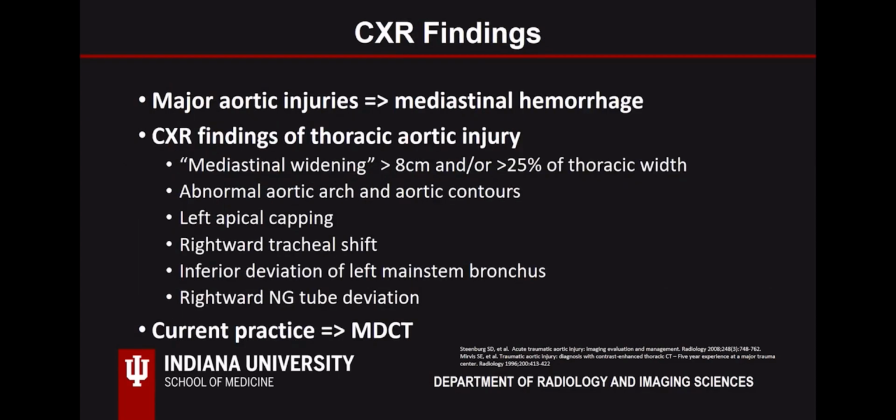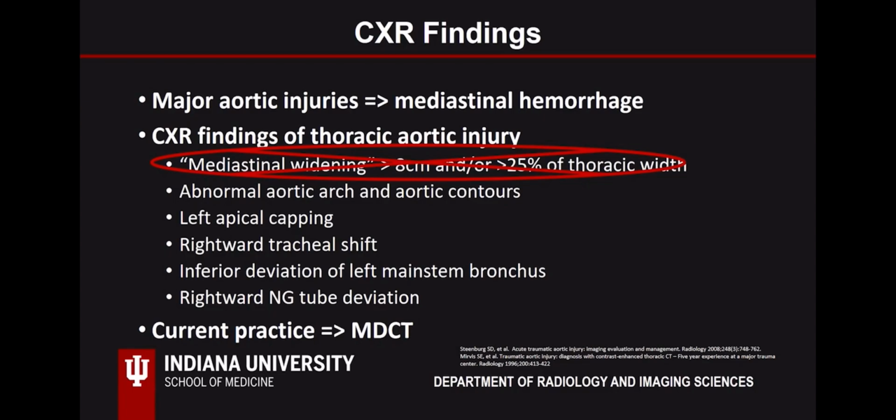Understandably, patients with major aortic injuries can have substantial mediastinal hemorrhage, which is what distorts the mediastinal anatomy as seen on a chest X-ray. The findings on chest X-ray for thoracic aortic injuries include many things, but one thing you should not rely on is mediastinal widening. The old idea that mediastinal widening greater than 8 centimeters is sensitive for aortic injuries is not true. You can have normal, non-widened mediastinums with an aortic injury, and you can have wide mediastinums without an aortic injury.